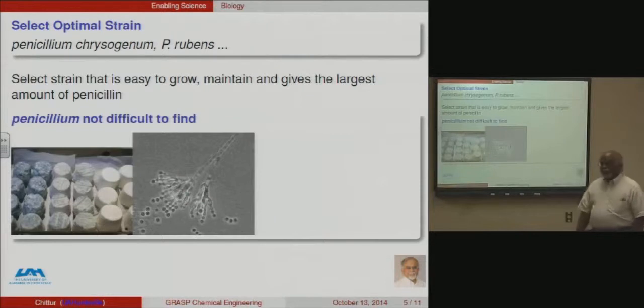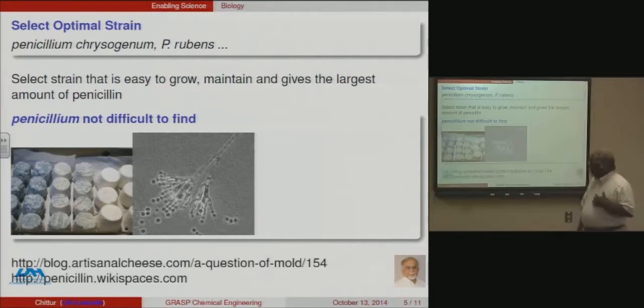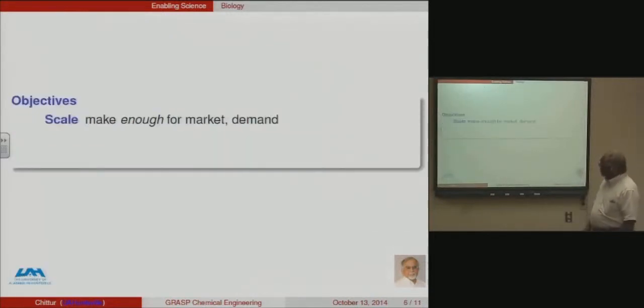It turns out that penicillin itself is not very difficult to find. You might even see it without even knowing what it is. It's mold. It's something that you would normally reject, throw away, right? But that's one thing. To be able to identify something that you're going to use to manufacture is a different story. And here are some links that you may want to follow up about Penicillium on cheese, for example. You can take a look at it.